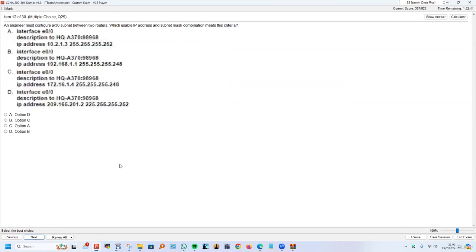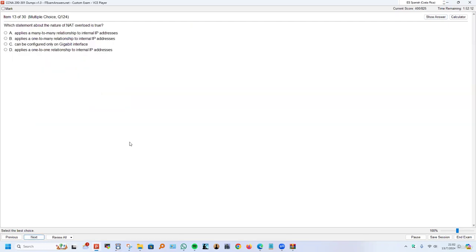Next. This one I know for a fact this one is D, but it's actually A there. So be careful with these tricky questions. An engineer must configure a /30 subnet between two routers. Which usable IP address and subnet combination meets this criteria? In this case, I recommend that you go and review your CCNA subnetting books because this is subnetting. You have to subnet correctly in order to know this one. It's a tricky one.